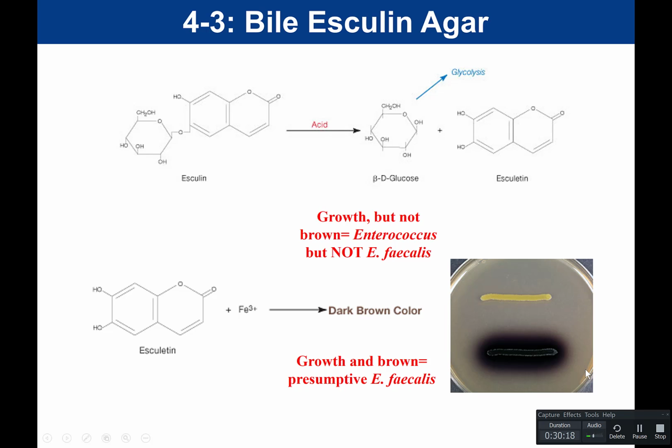If it's growth and it turns the agar brown, that is presumptive E. faecalis. Because again, E. faecalis will use the differential ingredient, which is the esculin. It will metabolize the esculin. It will produce esculetin. Esculetin will interact with the iron, and it causes the dark brown color. The way I remember this one: brown poop, right? E. faecalis, faecalis, feces. Feces is the poop colored one. So the brown is the Enterococcus faecalis. And so that would be the growth, and brown would be positive for presumptive E. faecalis.